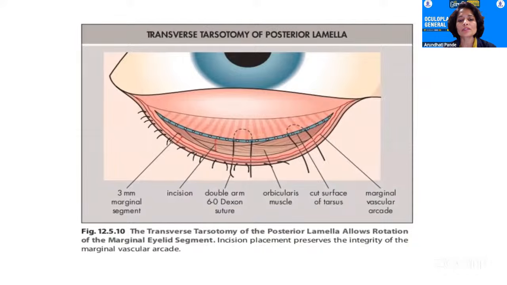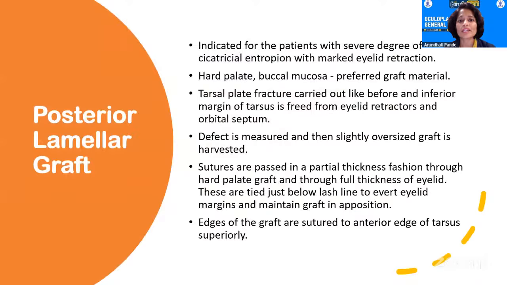So this is the transverse tarsotomy of the posterior lamella. It allows rotation of the marginal eyelid segment, and the incision placement preserves the integrity of the marginal vascular arcade. While working on the lid, please always remember the marginal vascular arcade, superficial and deep.